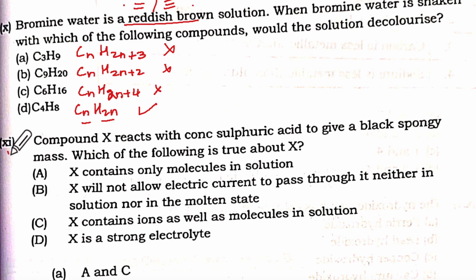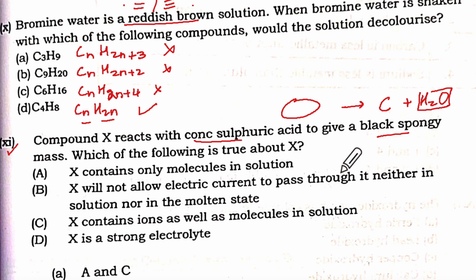Okay, let us come to 11. Compound X reacts with concentrated sulfuric acid to give a black spongy mass, meaning carbon has been given. With concentrated sulfuric acid, it must have got dehydrated. So this is going to be something from which water molecules have come out. Understood? Because concentrated sulfuric acid is a dehydrating agent. So this will be either sugar or glucose. Correct or no? Understanding? Yes, ma'am.